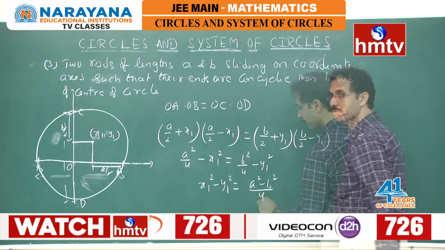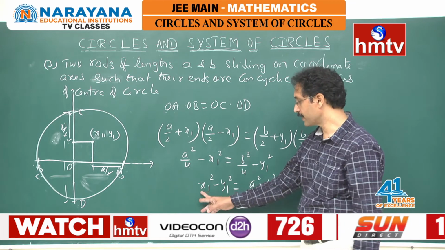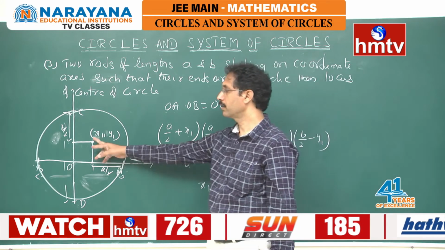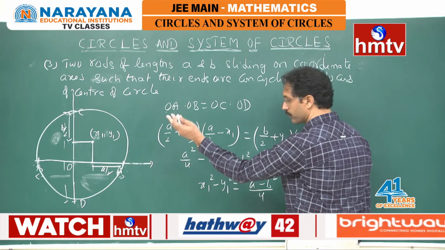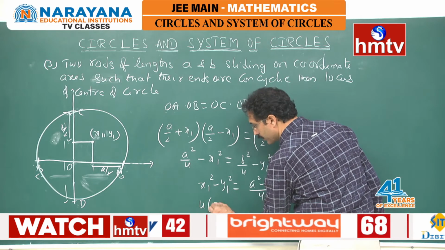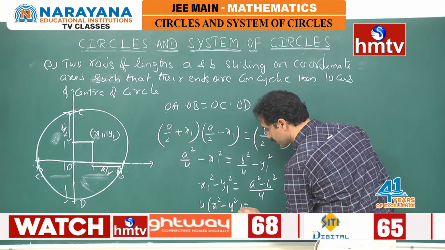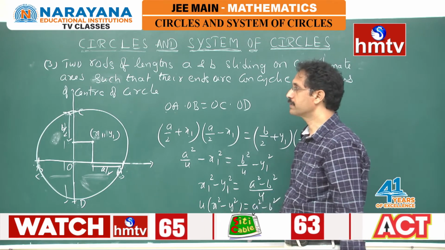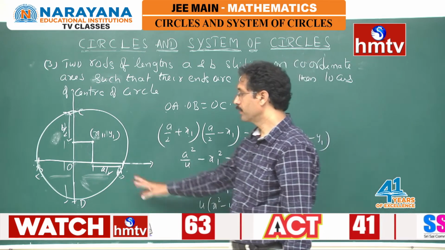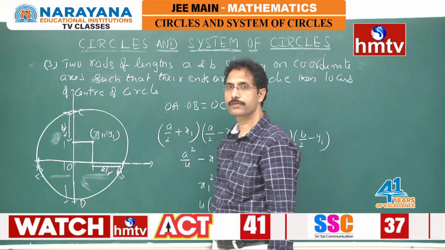You will get that. So, on cross multiplying and replacing x1, y1 by x and y, why? Because it is for all positions of the locus, no? So, for all positions, 4 into x square minus y square is equal to a square minus b square. This is our locus of the center of the circle when these ends of the rods are concyclic.